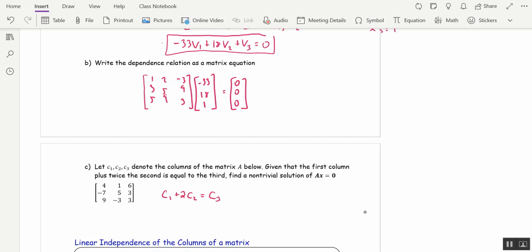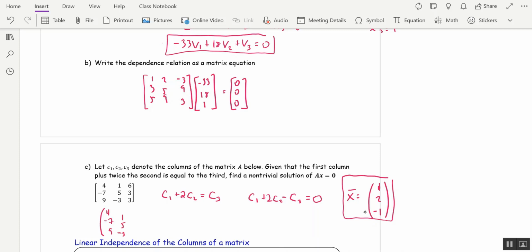Okay, so let's rewrite this as C1 plus 2C2 minus C3 equals 0, and the C's are the columns. So my non-trivial solution is going to be the weights in this equation. X bar will be 1, 2, -1. It's my non-trivial solution. And just to spell that out for you, the reason why that's true is that if I take this matrix A, 4, -7, 9, 1, 5, -3, 6, 3, 3, and I multiply by the vector 1, 2, -1, I'm going to get 0, 0, 0.